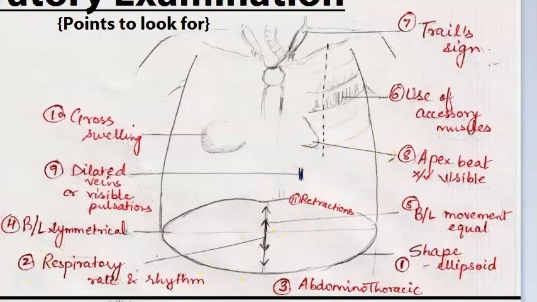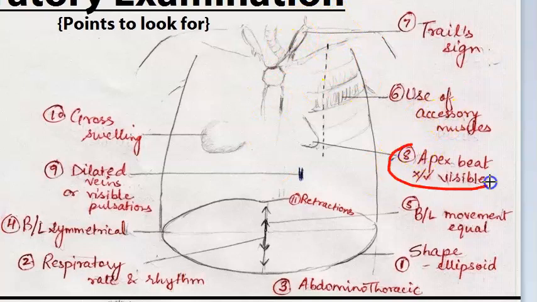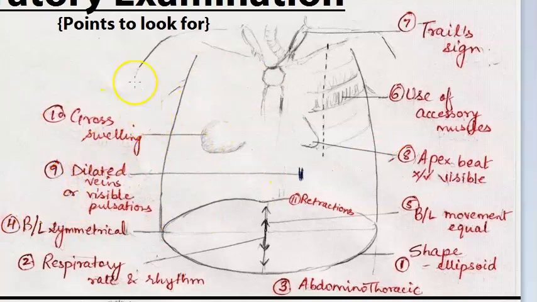And then look at this, guys. Once you're done with whether he's using accessory muscles, they're saying here that you can look for the Trail sign. Okay, that is where the clavicular head of the sternocleidomastoid will be prominent because of the same side deviation of the trachea, right? That's the Trail sign. Then what else will you look for? You will look for apex beat, is it visible, etc. Then you look for any dilated veins or visible pulsations. So this completes the inspection, okay? Or you can say this is the inspection of the respiratory system.